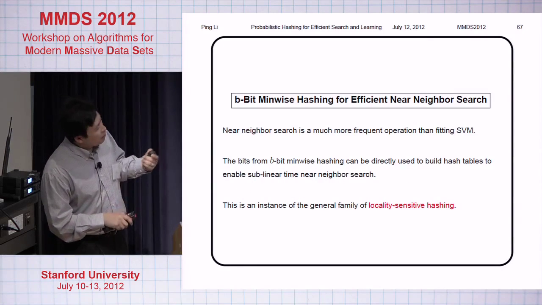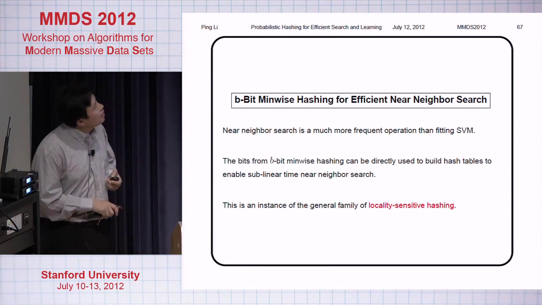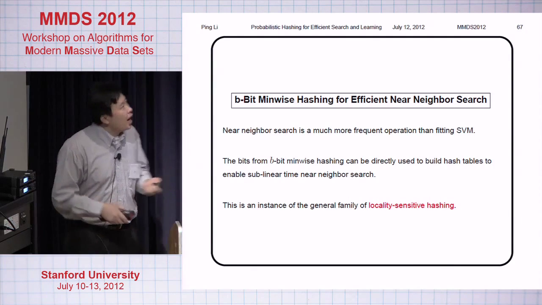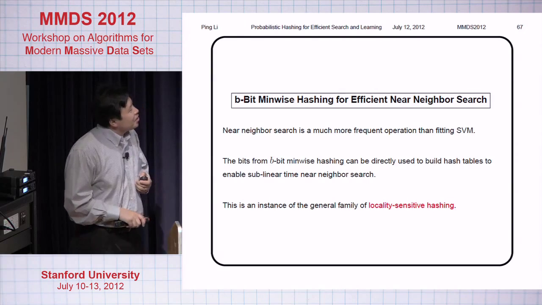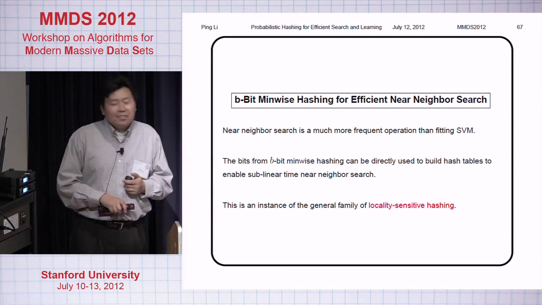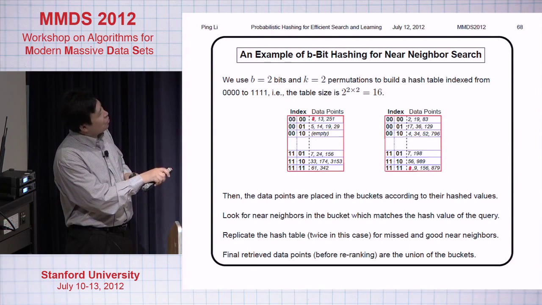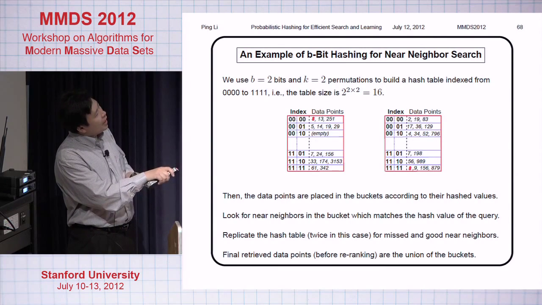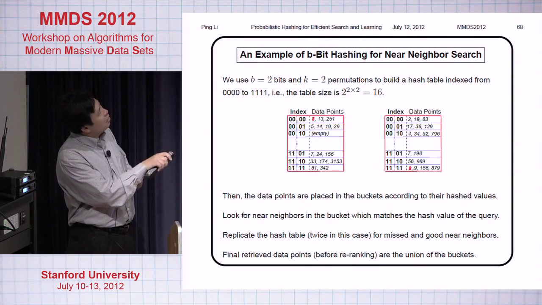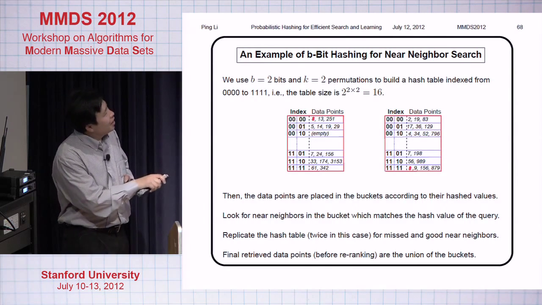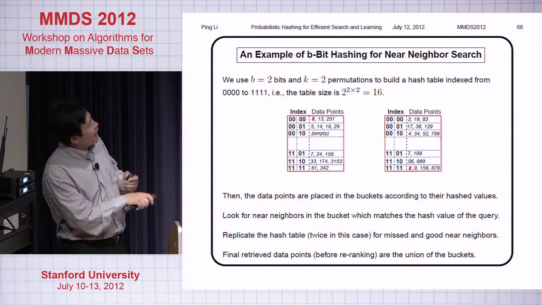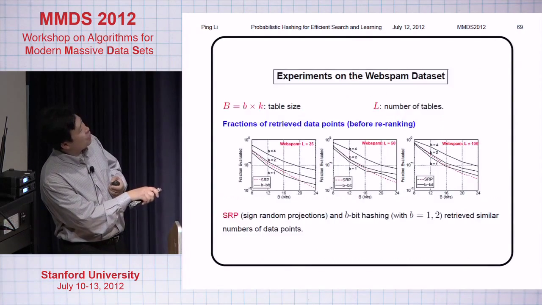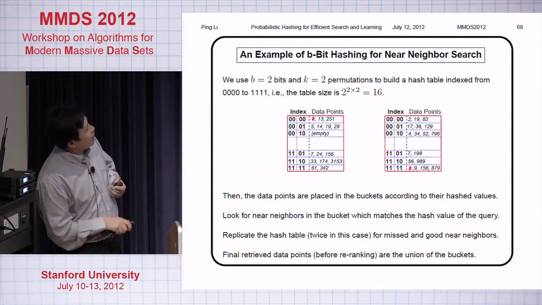And the final thing, which I need maybe two or three slides for, is how to use minwise hashing. Now we know that we can use that for learning, but how do we use that for near neighbor search? It's easy. So that's the idea. Basically, you do minwise hashing. For example, you have 2 bits and 2 permutations. So that's a good index space of size 16. Then you only search for the near neighbors in the buckets, and this is the result.